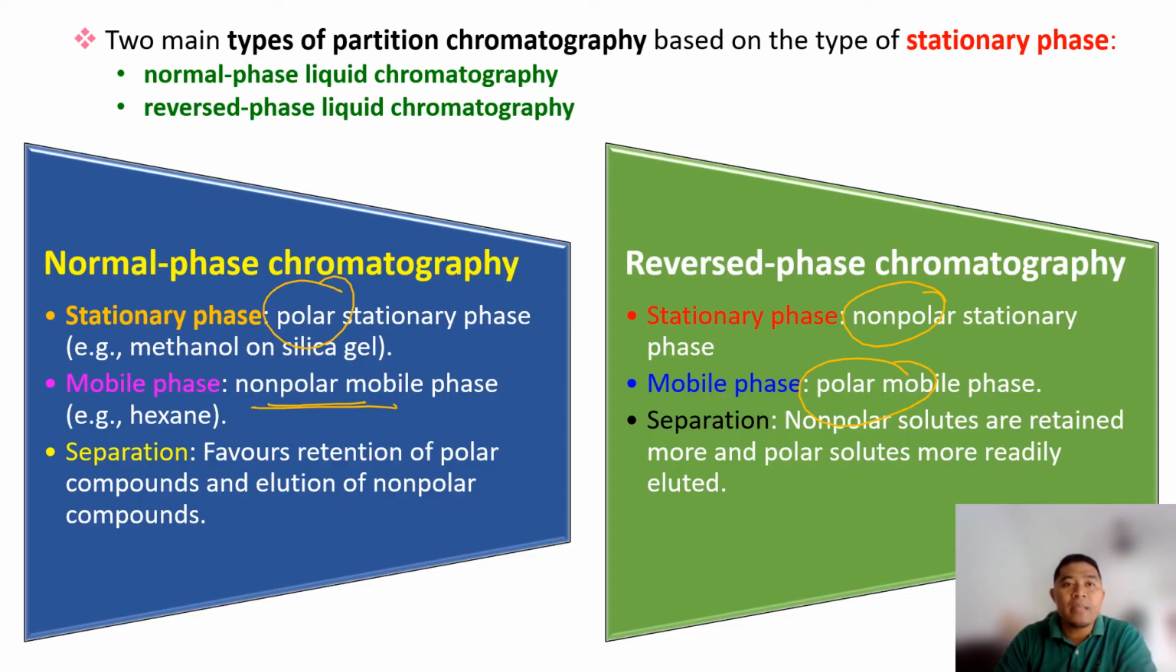Okay, there are two main types of partition chromatography, which is normal phase liquid chromatography and reverse phase liquid chromatography. So actually normal phase ni bila stationary phase awak polar, mestilah awak punya mobile phase adalah non-polar. Kalau reverse terbaliklah, stationary phase non-polar, mobile phase adalah polar.